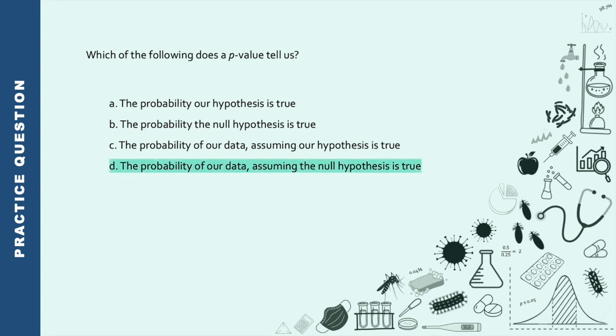The p-value describes the probability of our data assuming the null hypothesis is true. It does not describe the probability of the null hypothesis being true given our data. The p-value also doesn't tell us the probability that the hypothesis is true or the probability that the null hypothesis is true. It's the likelihood that we would get a result at least as extreme as the result we got if the null hypothesis were true.